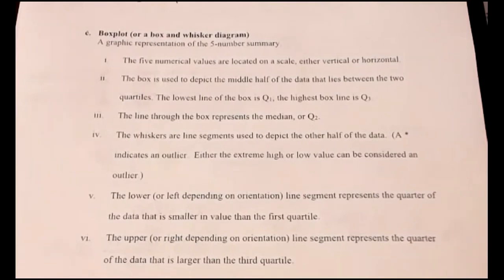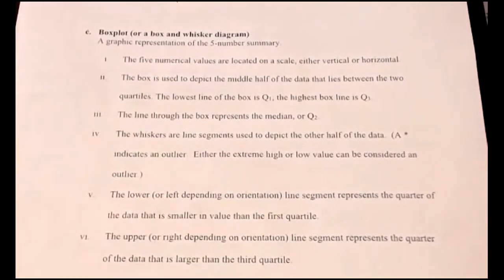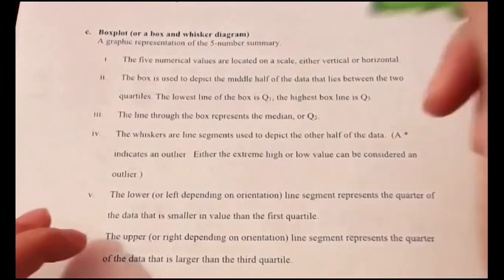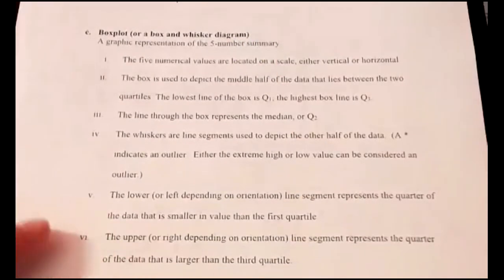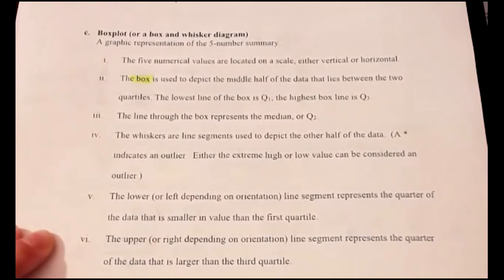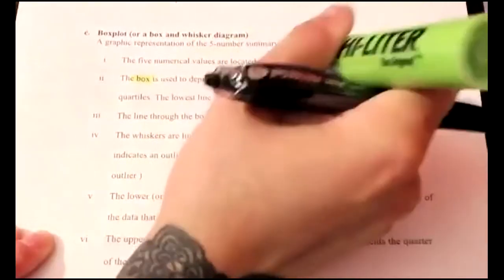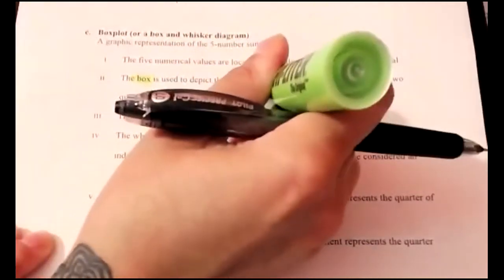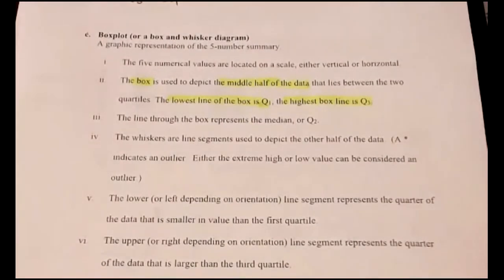The 5 numerical values are located on a scale, either vertical or horizontal, and the box is used to depict the middle half of the data that lies between the two quartiles. The lowest line of the box is Q1. The highest box line is Q3. This is very important. The box itself is used to depict the middle half of the data, right? Where the lowest line of the box is Q1, and the highest line of the box is Q3. Keep that in mind. Lucy, would you read items 3 and 4?